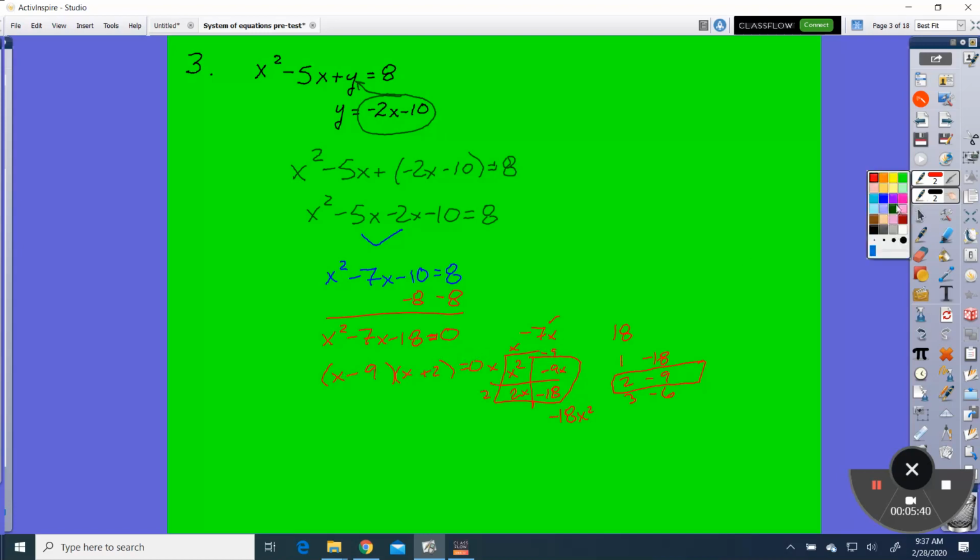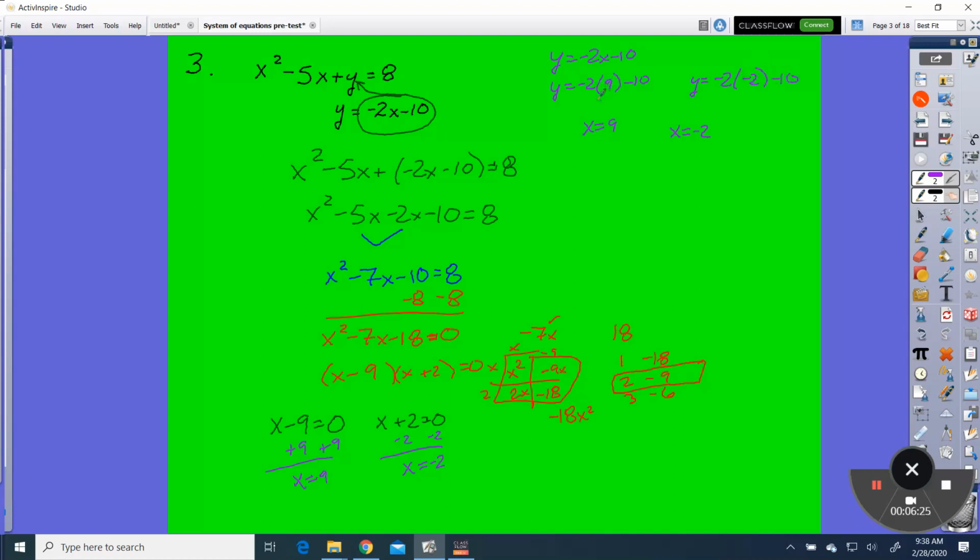And once you get the factors, all you need to do now is take each factor and put it equal to 0. So I took my two factors, x minus 9 and x plus 2. We put them equal to 0, and now I solve for x. So I add 9, so x equals 9, minus the 2, x equals negative 2. So x equals 9, x equals negative 2. Now I know that y equals negative 2x minus 10, so I'm going to replace that x with 9 on the first one. Then on the second one, I'm going to replace that x with negative 2.